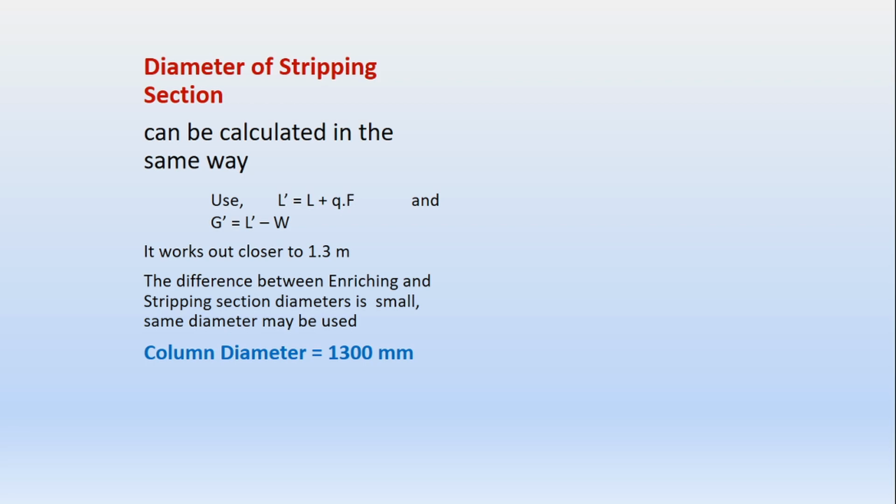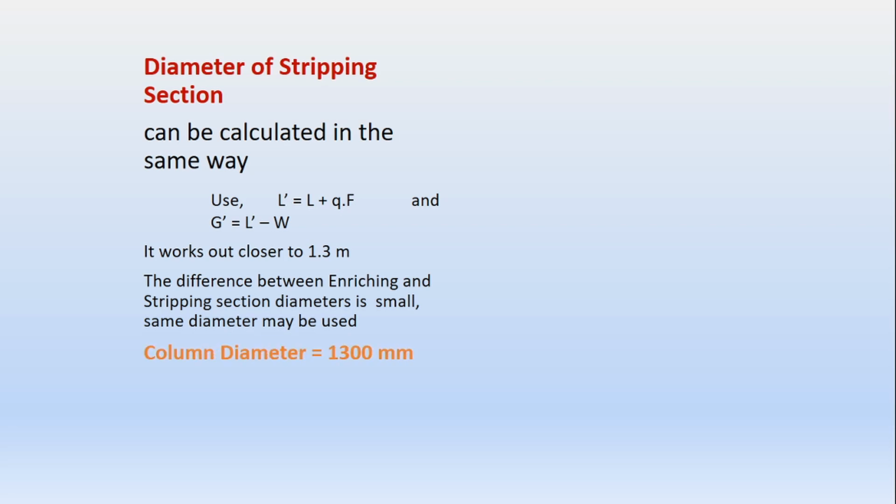In some cases, you would also find out that the difference in the diameters is large. That means the stripping section diameter is more than the enriching section diameter. So in that case, the column has to be drawn accordingly, and it has to be designed accordingly. So the bottom section below the feed, the column diameter will be more, and above the feed, the column diameter will be lesser. Of course, if the difference is large, then we consider that, but in this problem, it is almost coming close to 1.3 meters, so we will take that as the column diameter throughout the column.